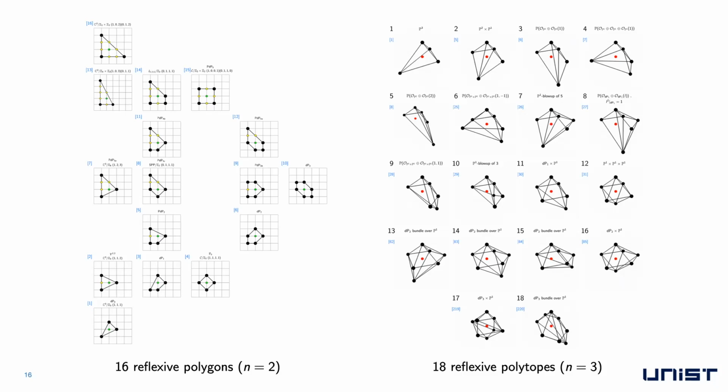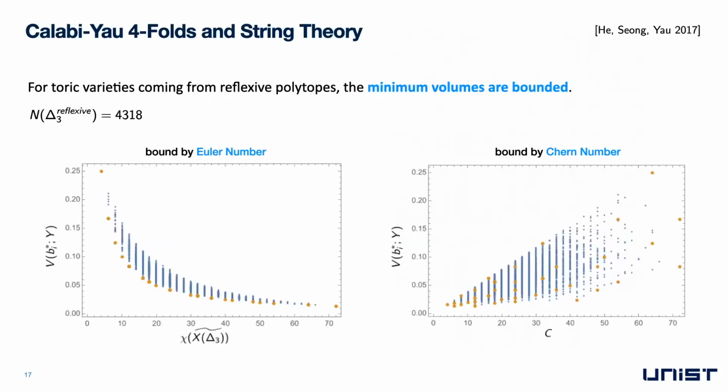But for dimension 2 and in the particular case of dimension 3, these corresponding varieties correspond to Fano threefolds. So in this particular paper with Professor Yau, we computed the minimum volumes of all those non-compact Calabi-Yau threefolds that are associated to these reflexive polytopes in dimension 2, 3, and 4.